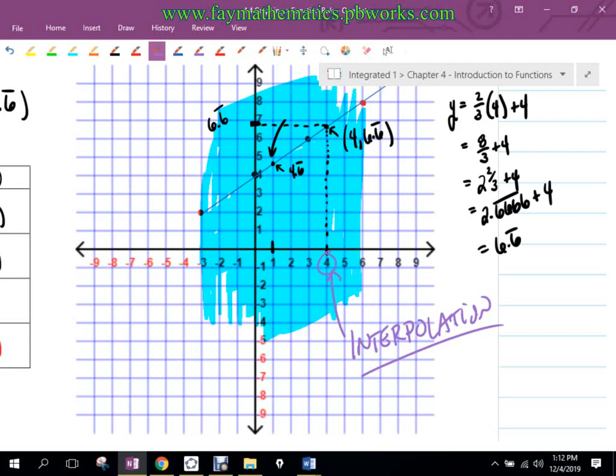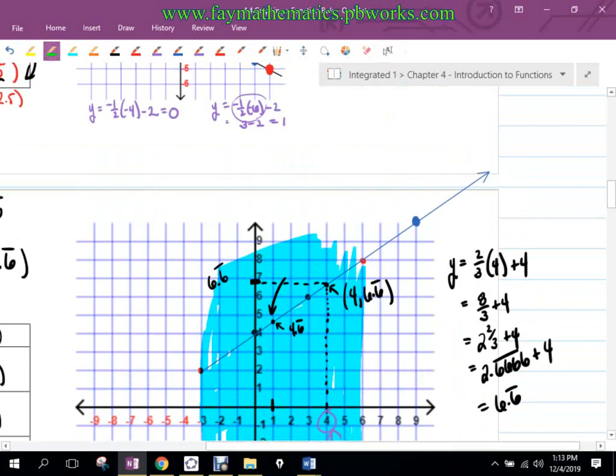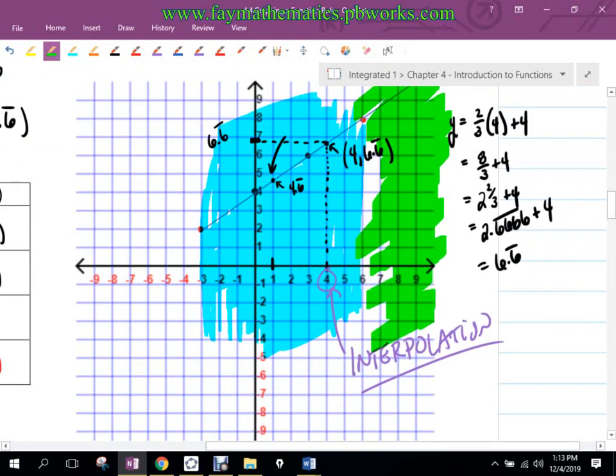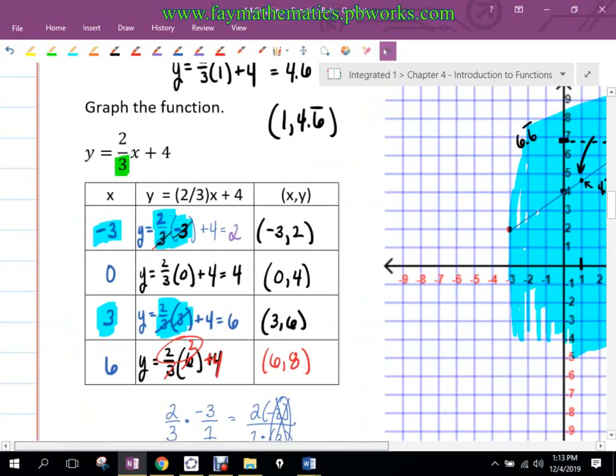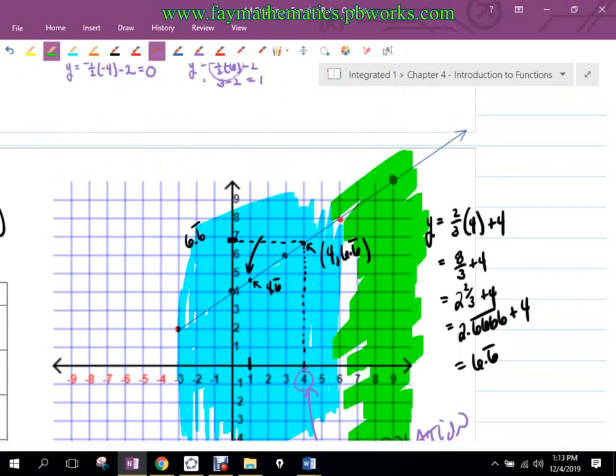Would you guys agree that this x value of 9, everything over here in green, is outside the list that I had in my chart? Because my list went from -3 to 6, right? So 7, 8, 9 are outside that, correct? Well, I use my line to predict what that answer right there was, or that word pair was, 9, 10, okay? That process is called extrapolation.